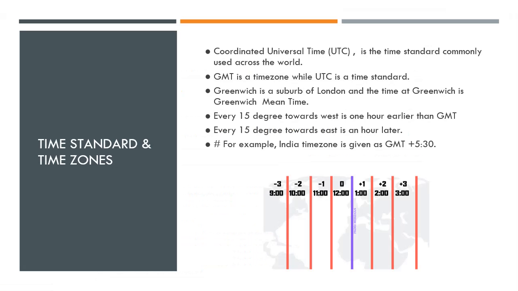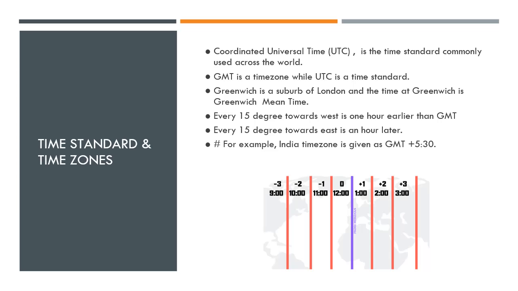All the countries in the world follow a standard which is known as Coordinated Universal Time, UTC, and they also follow a reference time, that is a time zone which is GMT, Greenwich Mean Time. Greenwich is a suburb of London, and the time at Greenwich is the Greenwich Mean Time. And UTC time and Greenwich Mean Time are one and the same. Only thing is Greenwich Mean Time is a time zone, whereas UTC is a time standard.